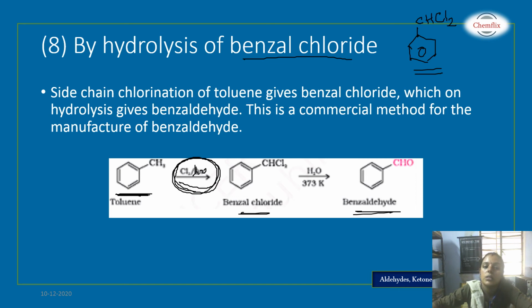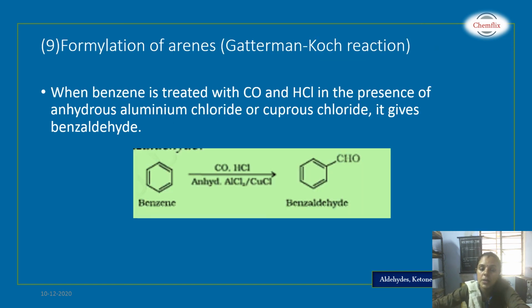So that is the second method for the preparation of aromatic aldehyde, that is by the hydrolysis of benzal chloride. Benzal chloride is prepared from toluene by chlorination in the presence of sunlight. So side chain chlorination of toluene gives benzal chloride, which on hydrolysis gives benzaldehyde, and this is a commercial method for the manufacture of benzaldehyde. Clear?